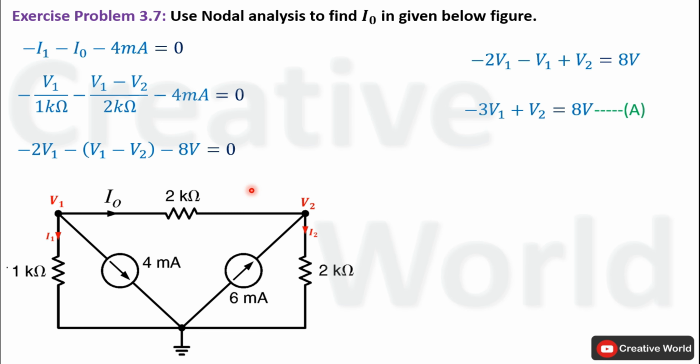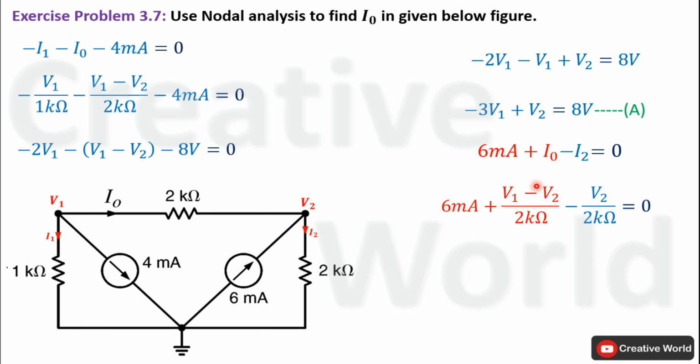Now we will apply Kirchoff's current law on this node. On this node, two currents are entering, I0 and 6 milliampere, while only one current is leaving, I2. Entering currents are taken with positive sign while leaving current is taken with negative sign. Now we have to replace these two currents with their respective equations.